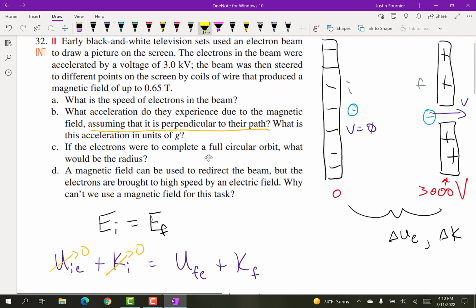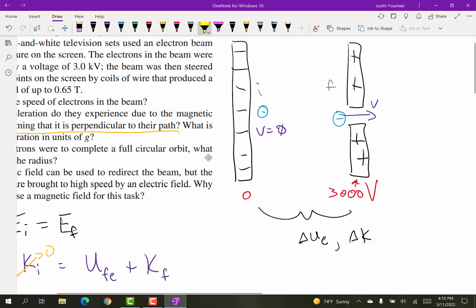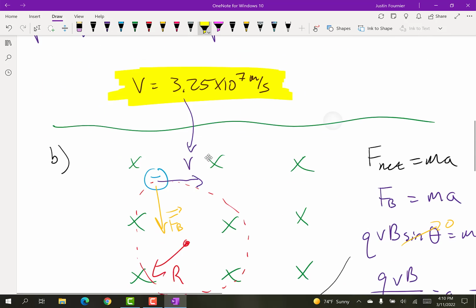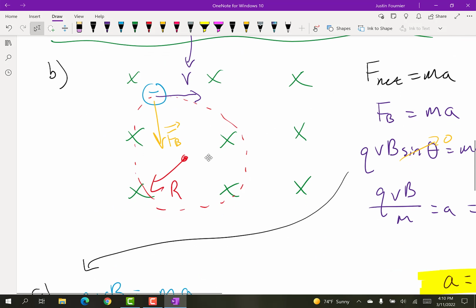And then finally, I'll just answer this one without writing it down. It says a magnetic field can be used to redirect the beam, but the electrons are brought to a high speed by an electric field. Why can't we use a magnetic field for this task? So yeah, the electric field caused them to accelerate, which gave them that new speed. But again, the magnetic force always points perpendicular to the magnetic field and velocity vectors. So basically, the magnetic field cannot do work on these, so it cannot increase or decrease the kinetic energy of it. It can only change the direction of it. So that's essentially why the magnetic field cannot do it.